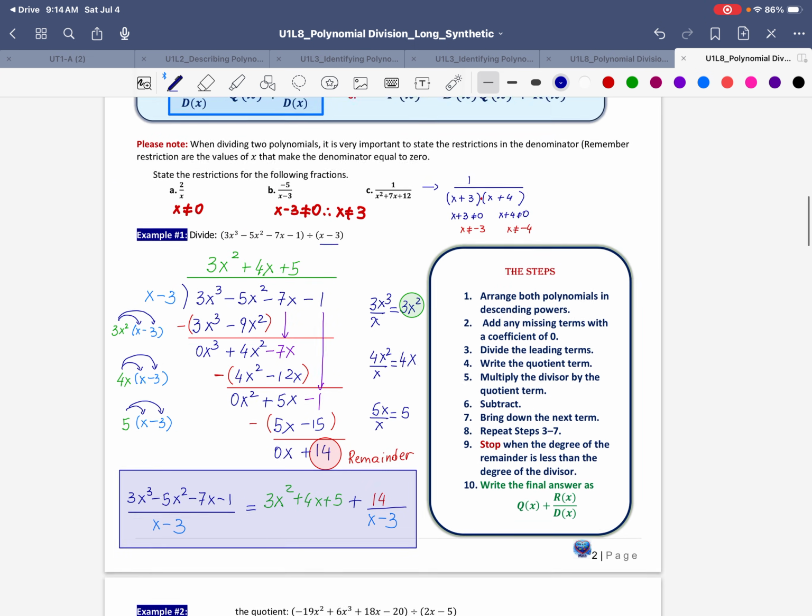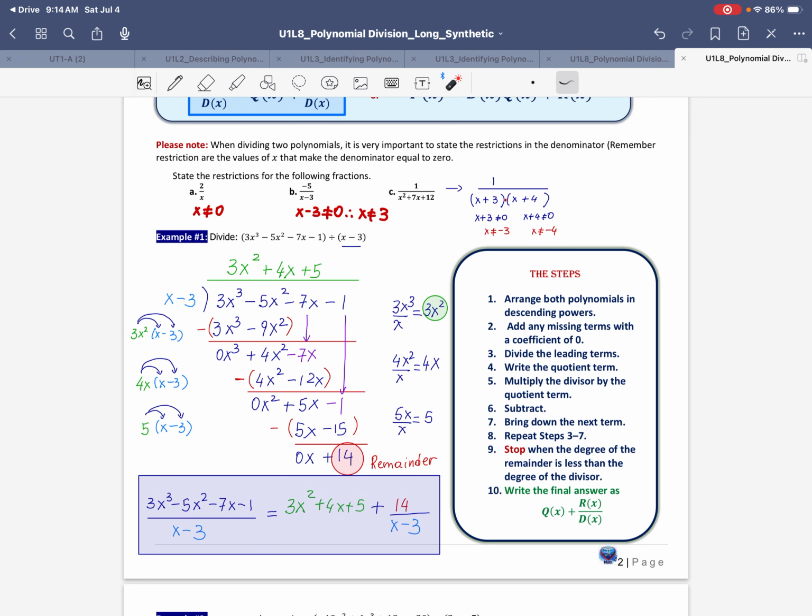So this is how long division works in polynomials. Remember that the divisor needs to be of degree lesser than the expression that we are dividing, or the dividend. I hope you found the instructions useful.